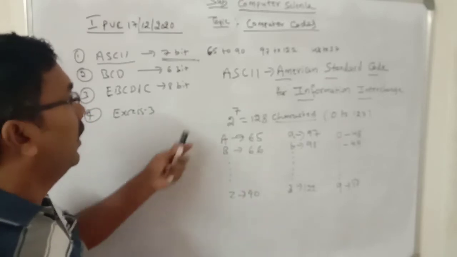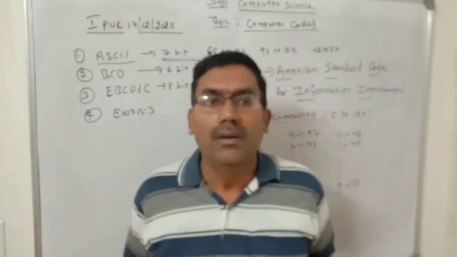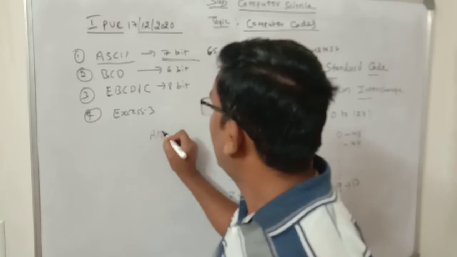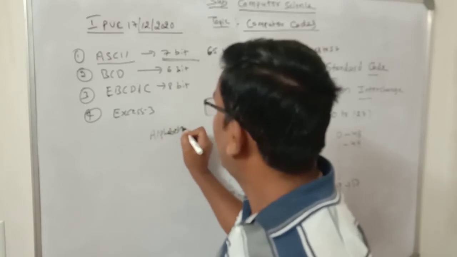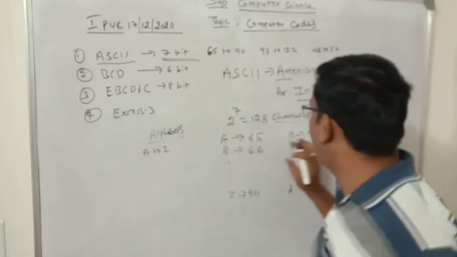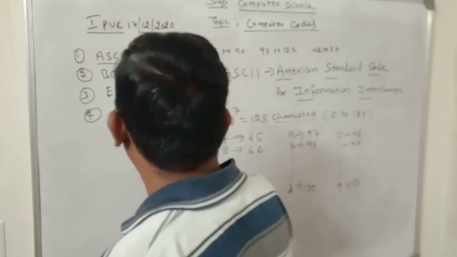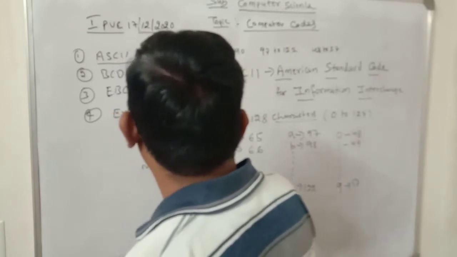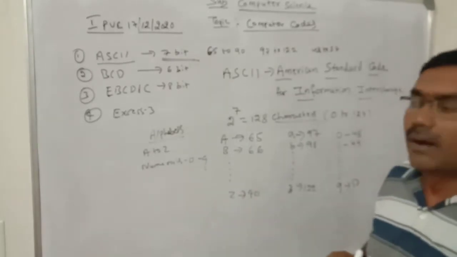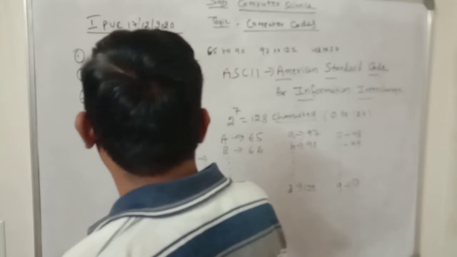Even though this includes a character set, as we already told, characters may contain alphabets A to Z, uppercase and lowercase, already written, then numerals 0 to 9, we have written 48 to 57. In between you have special characters also.